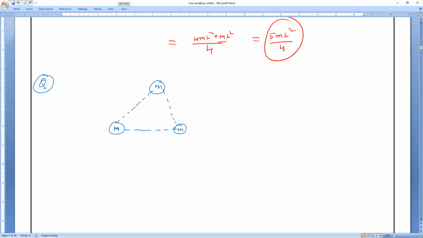Three masses each M are kept in the XY plane. XY plane means, check it, everybody, you should take your pad as your XY plane. Just imagine the XY plane as shown. This is the XY plane. So find the moment of inertia about an axis. Check it, everybody.